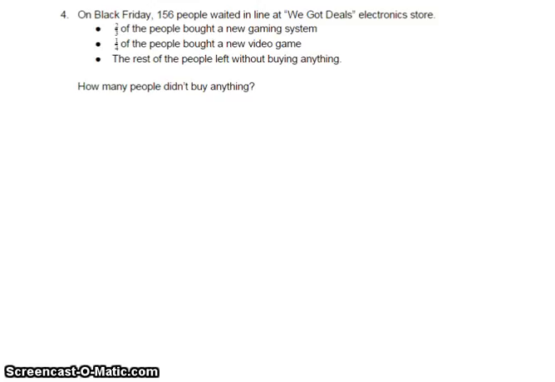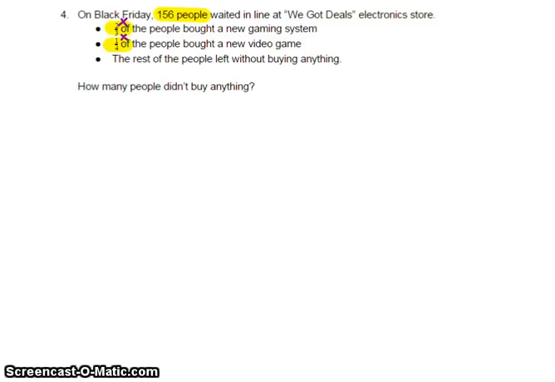So let's highlight. I have 156 people in total. Then it says 2/3 of. Well, anytime I see the word of next to any type of number, I know that that is going to be multiplication. So anytime you see a number next to the word of, I want to multiply. But it has to be right next to each other, otherwise it doesn't make a difference. Alright, so then I have 1/4 of. So again, I have that word right next to a fraction or a number, and so I'm going to do multiplication. And it says the rest of the people left without buying anything.